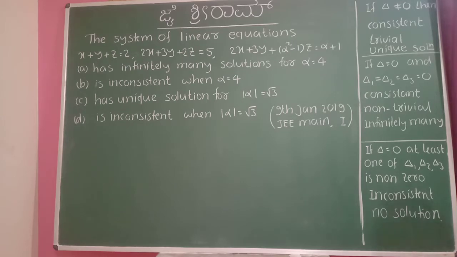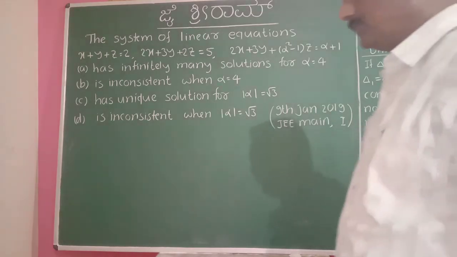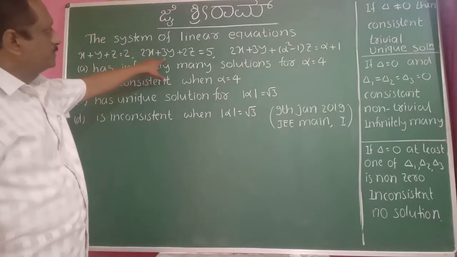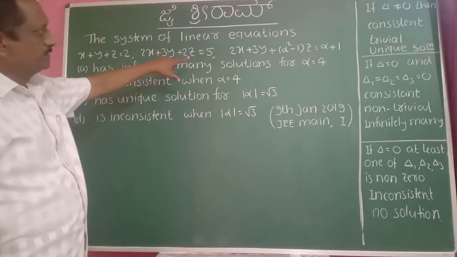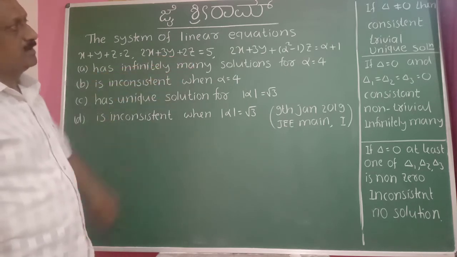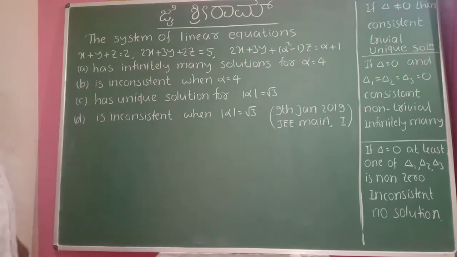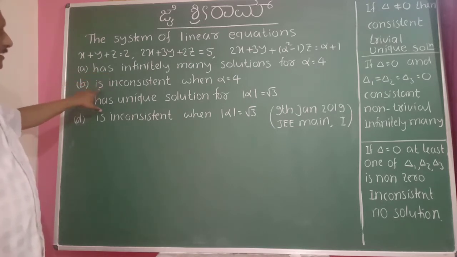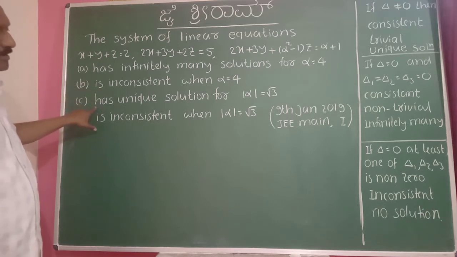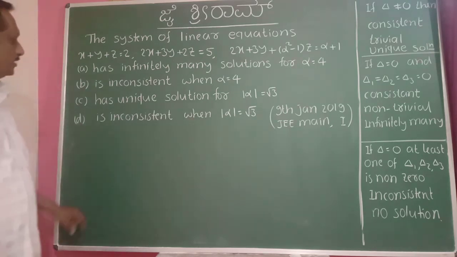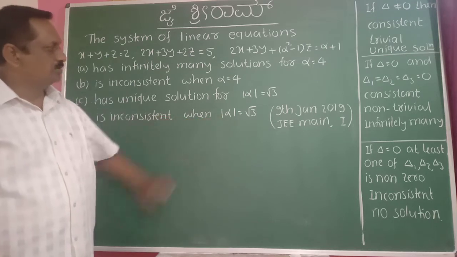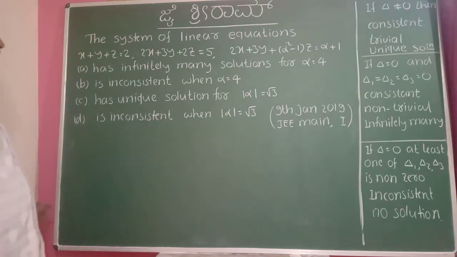The system of linear equations here: x plus y plus z equal to 2, 2x plus 3y plus 2z equal to 5, 2x plus 3y plus alpha square minus 1 into z equal to alpha plus 1. It has infinitely many solutions for alpha equal to 4, is inconsistent when alpha is equal to 4, has a unique solution for modulus of alpha equal to root 3, is inconsistent when modulus of alpha is equal to root 3. First take care of delta here.